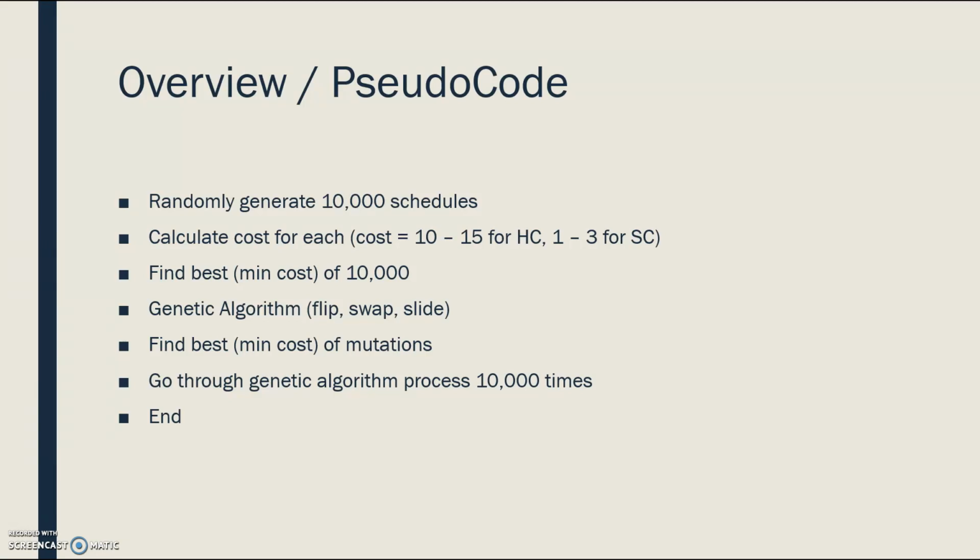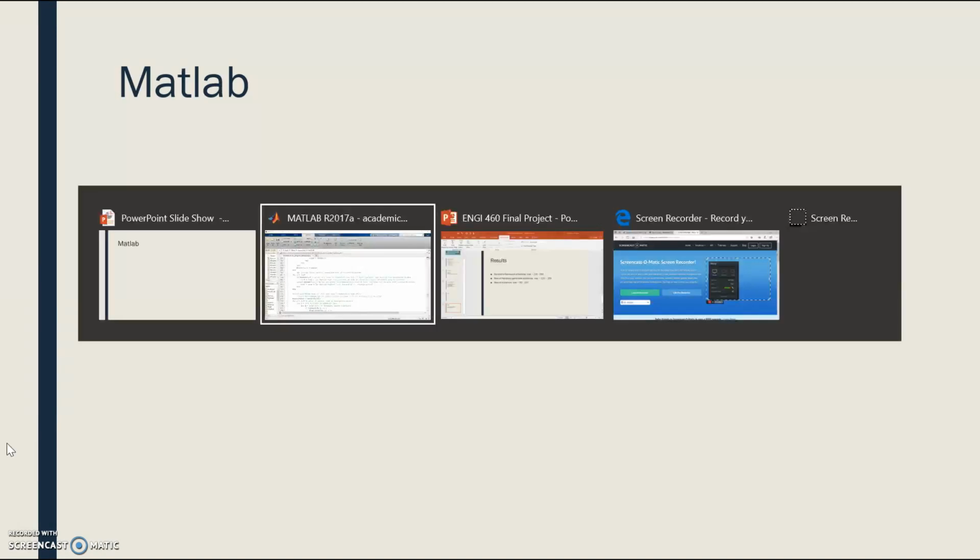And for that best one, we're going to then apply a genetic algorithm where we're going to flip, swap, and slide. And that's not necessarily how you would normally do it in a genetic algorithm. I'll get more into that when we get to the Matlab code. And then for that genetic algorithm and the 3 mutations, we're going to find the best of those 4, take the best, and then go through that genetic algorithm process 10,000 times until we finally get a best. So now let's jump over to Matlab really quick.